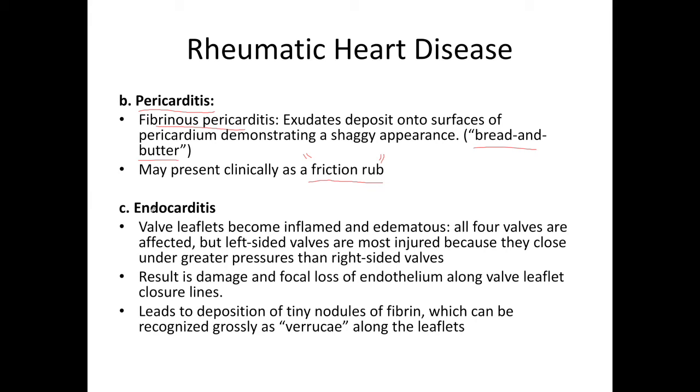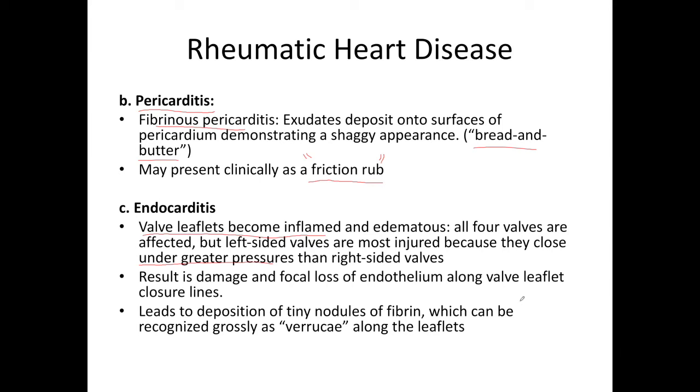In the case of an endocarditis, this is where we can start to look at some of the long-term effects that occur with regards to the heart. Again, we have this antibody-mediated attack of the endocardium. The valve leaflets are going to become inflamed and they become edematous. But if we compare the left side versus the right side of the heart, we tend to see that the left side of the heart becomes more injured because they have to open and close under greater pressures because, of course, the left ventricle is going to contract more forcefully.